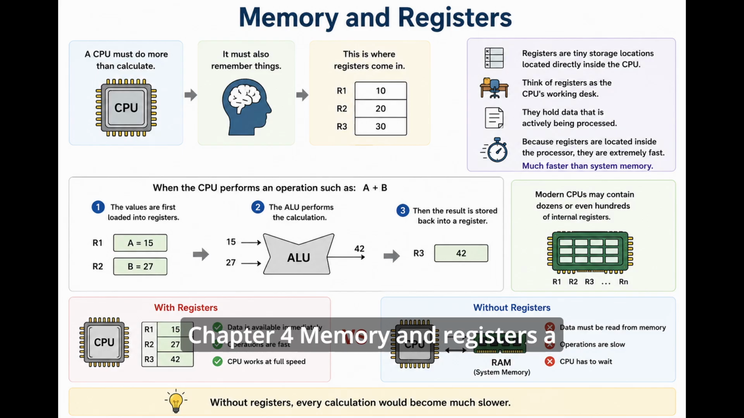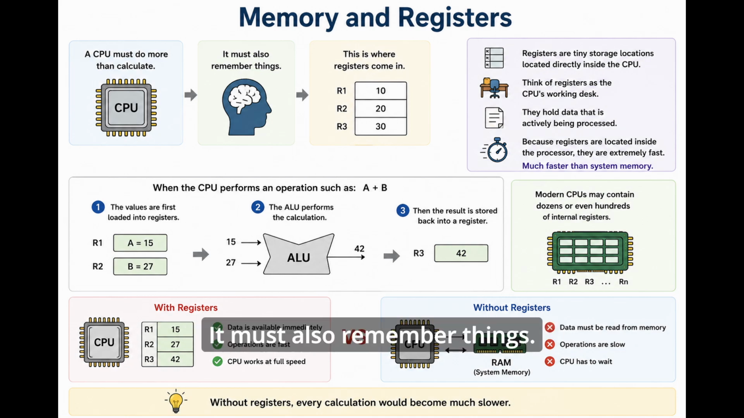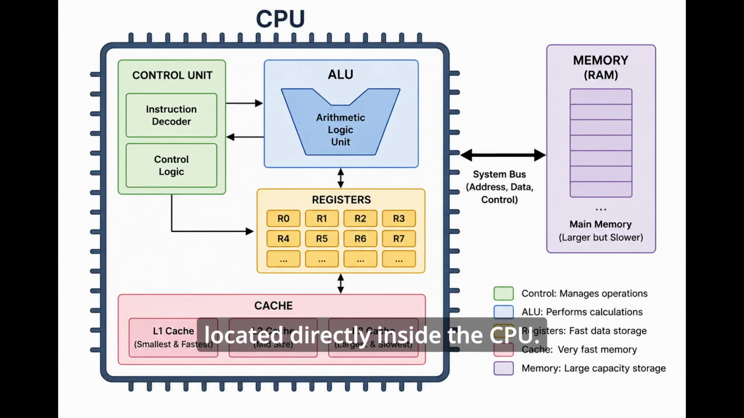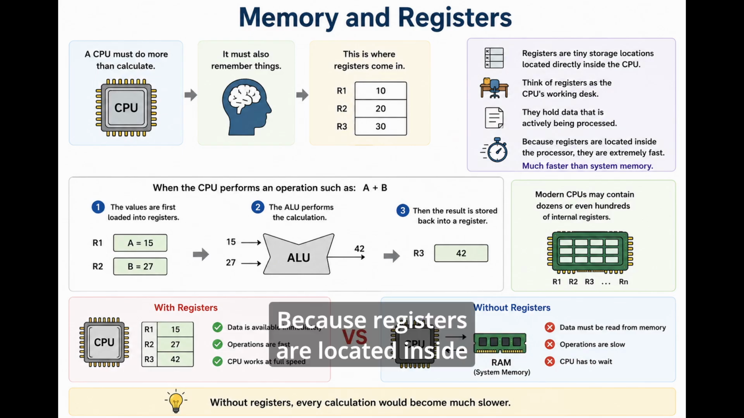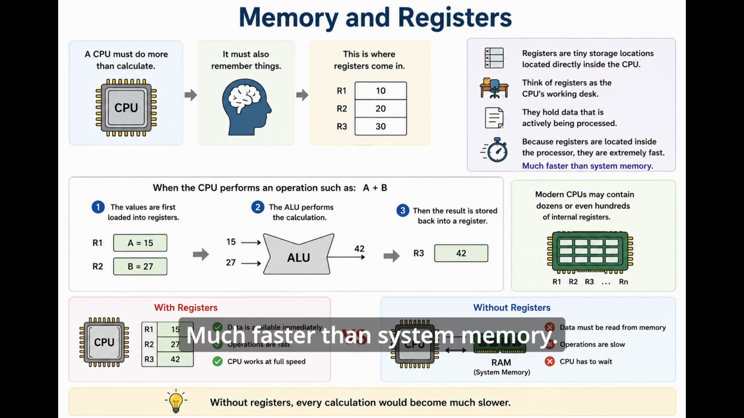Chapter 4. Memory and registers. A CPU must do more than calculate. It must also remember things. This is where registers come in. Registers are tiny storage locations located directly inside the CPU. Think of registers as the CPU's working desk. They hold data that is actively being processed. Because registers are located inside the processor, they are extremely fast. Much faster than system memory.